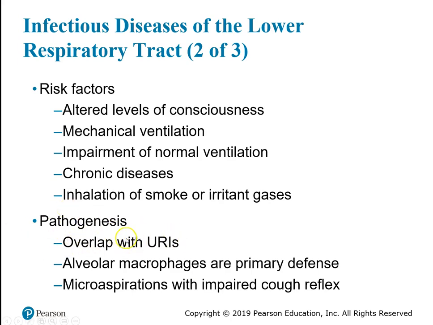Don't worry about this here because I forgot to clarify what this is. For pathogenesis, it says alveolar macrophages are the primary defense. Again, any virus or bacteria that gets in there, there are macrophages in the alveoli, like I showed you with tuberculosis, that are going to engulf whatever that is and try to get rid of it, okay?